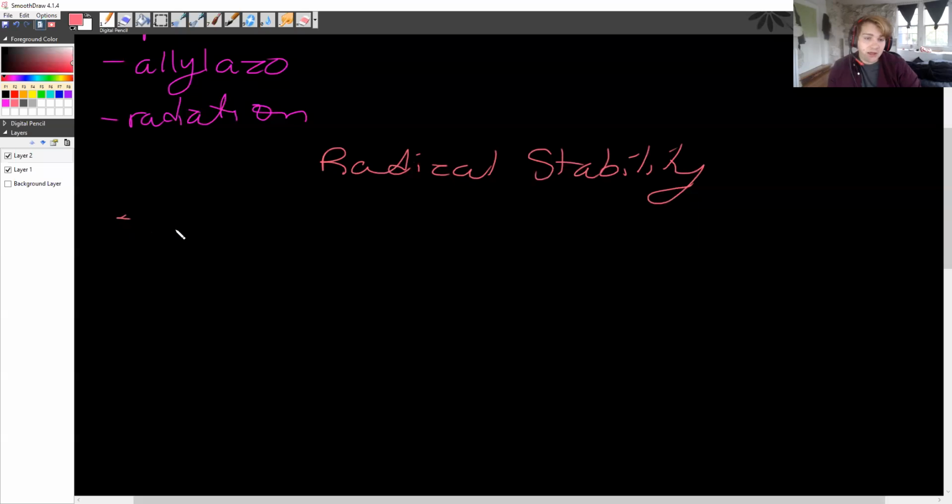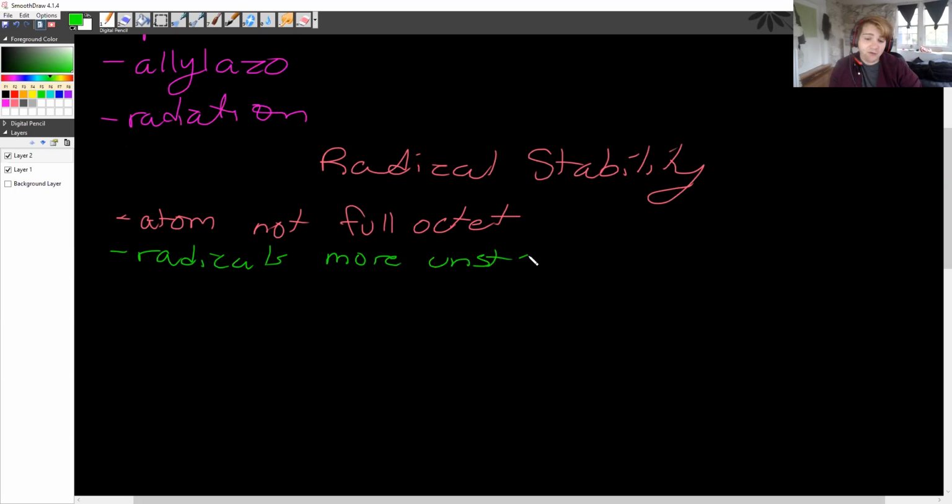So what I will tell you, and what I've told you before, is that most organic radicals are really, really high in energy, right? You have an atom that is not at a full octet. And just like we learned in Gen Chem, being at a full octet is very stabilizing. So we find that radicals in general are just more unstable. And remember that if you are unstable, it means you are high in energy. So what we're going to find is that radicals in general are very high in energy species, and we're going to take a look at energy diagrams to talk about it.